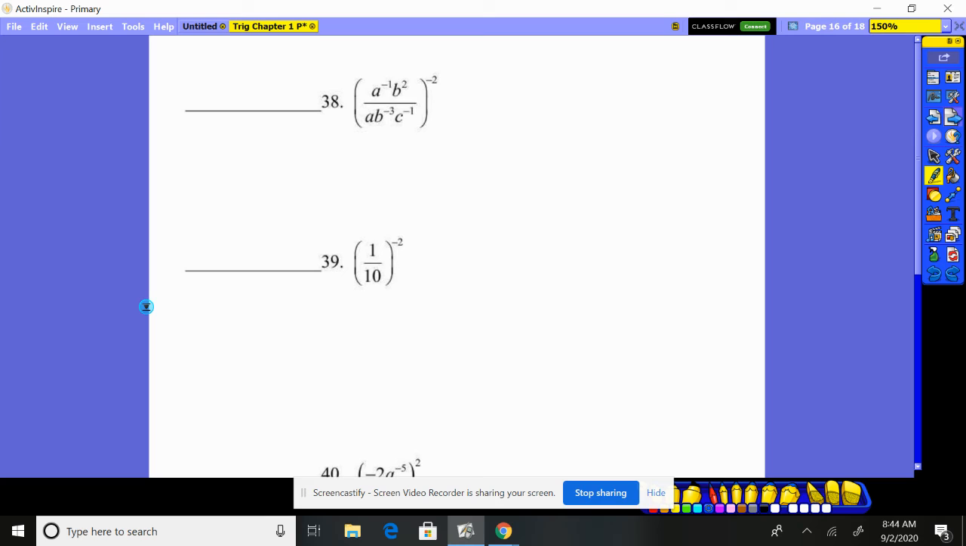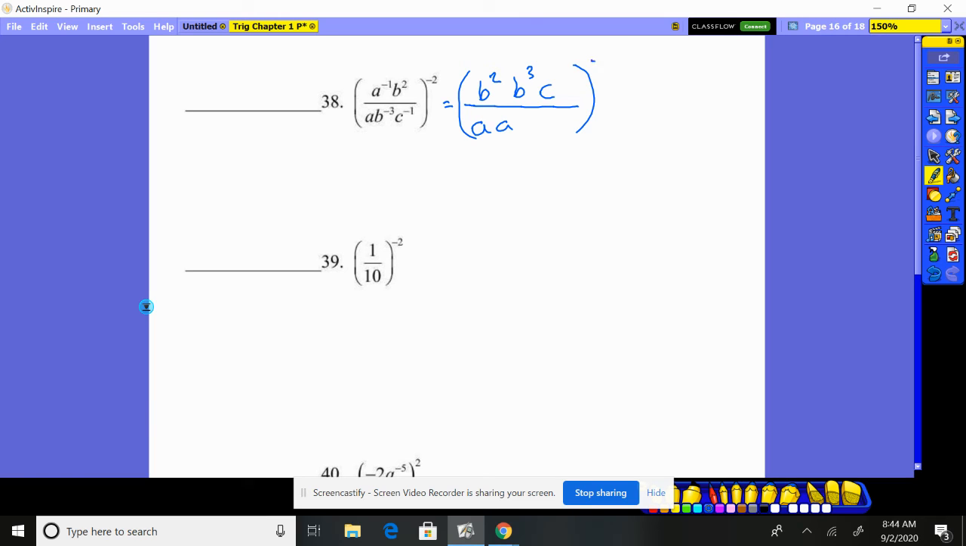Let's go to 38. Should have left a little more room here, but that's okay. We clean up the inside of the parentheses first. We have negative exponents, so let's move them. A negative 1 means I'm moving below. B squared stays up top. A stays below. That B to the negative 3 says move me. C to the negative 1 says move me.